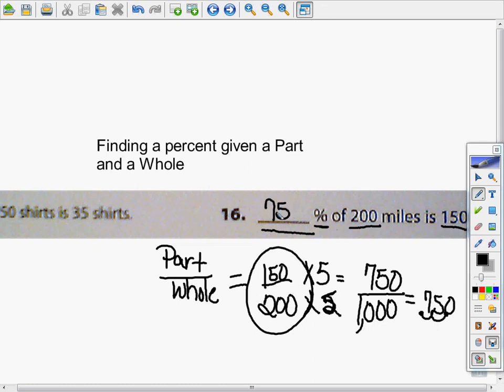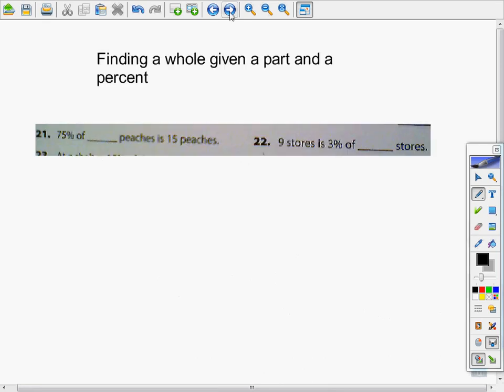So there's parts of their homework tonight that's going to require them to do that. Now let's look at that third and final part. Okay, last but not least, they are being asked to find the whole when they're given the part and they're given the percent. So they have some of those. And the example that I took right off of their homework for tonight was number 21 and number 22.